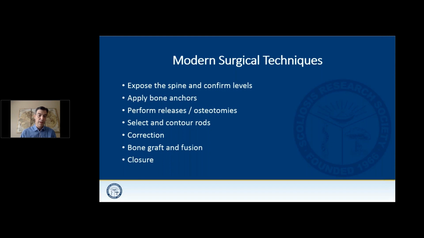Then we'll go ahead and select the rods that we're going to use and contour them. Most of them are manufactured straight, and we have to contour them to an appropriate shape for each individual patient. Once that's done, we'll apply the rods to the bone anchors and get the correction. And ultimately, the bone graft fusion at the very end, where we sort of scuff the spine up and create a nice bed for the bones to all fuse together to maintain the lasting correction and position of the spine so those bumps don't get worse the rest of the patient's life. And once that's done, the closure.